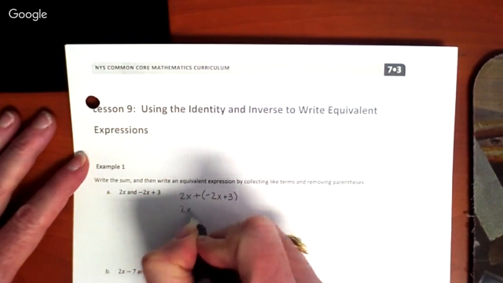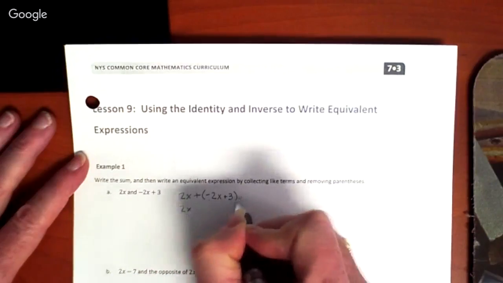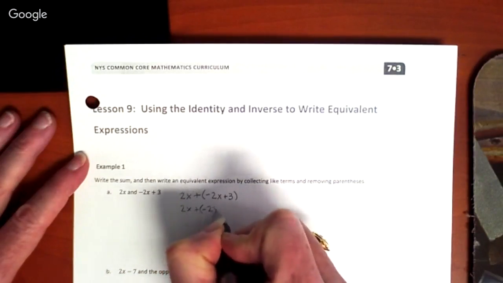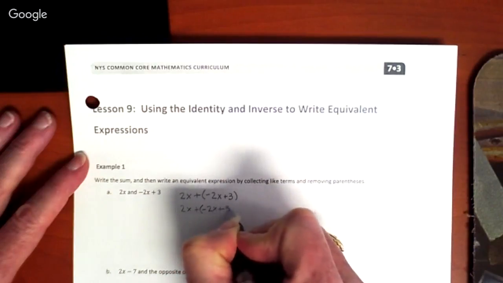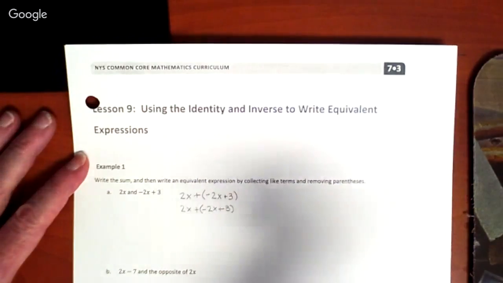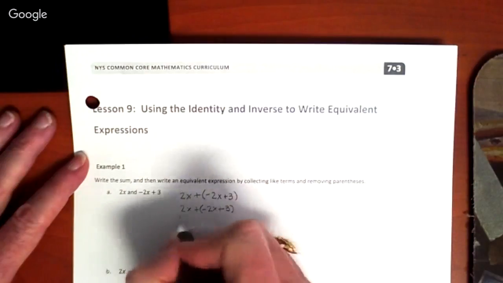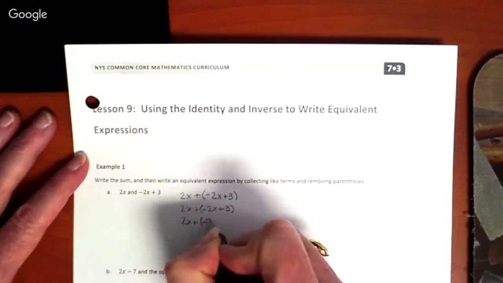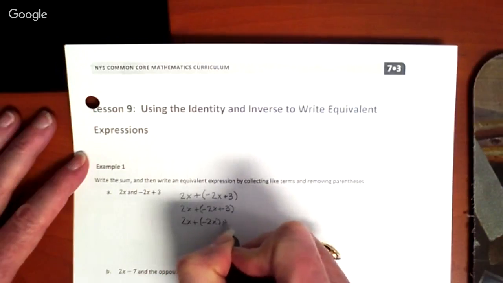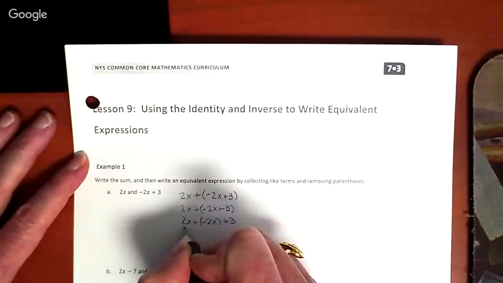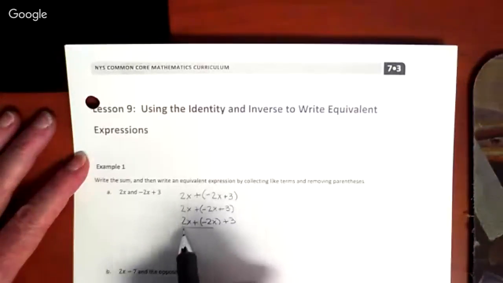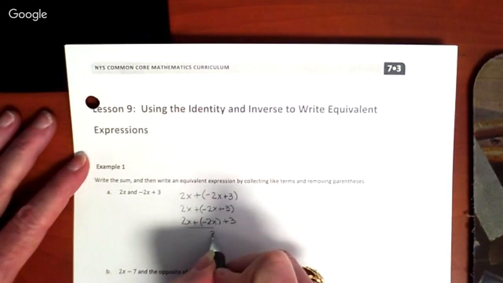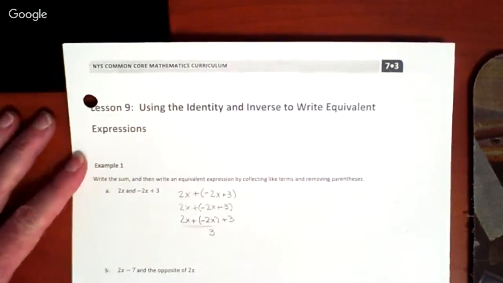So 2x plus negative 2x plus 3. So removing the parentheses, we have 2x plus negative 2x plus 3. These two can be combined, so 2x plus a negative 2x is 0. So our answer here is 3.